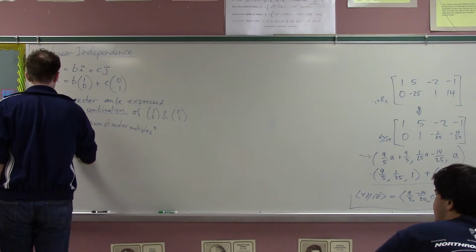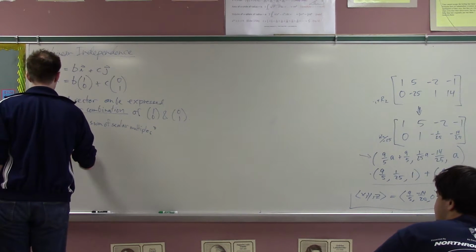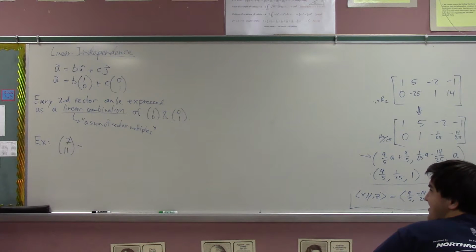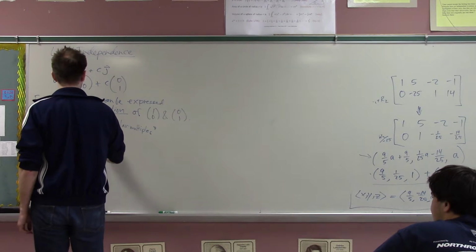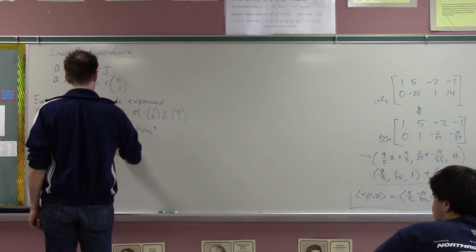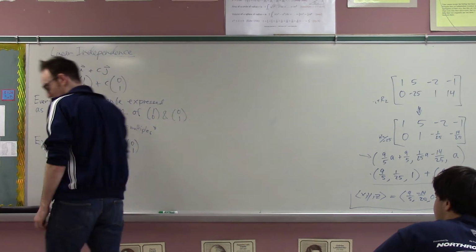Take an example. The vector 7, 11. How can we express the vector 7, 11 as a linear combination of 1, 0 and 0, 1? I just take 7 of those 1, 0s and 11 of those 0, 1s.